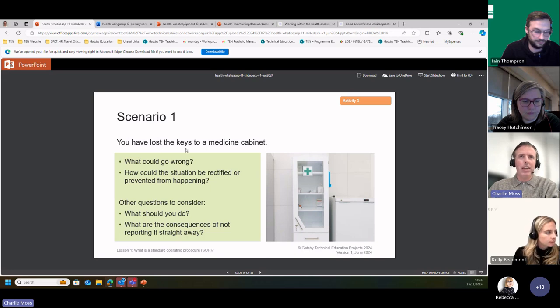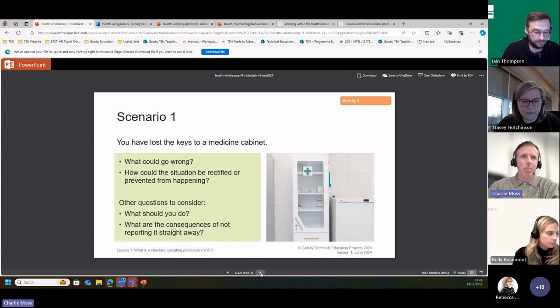So this is about losing keys to a medicine cabinet. What could go wrong? How could this situation be rectified or prevented from happening in the future? And then what should be done and what are the consequences? So you can prompt those discussions with students and really pull out that detail in there as well, really.